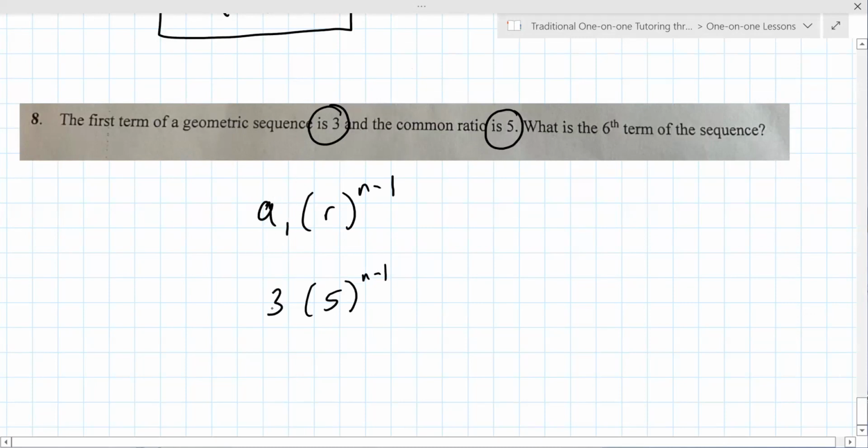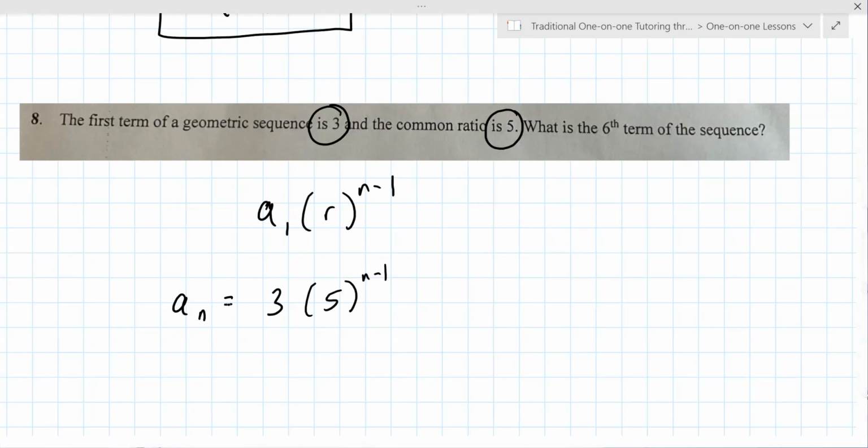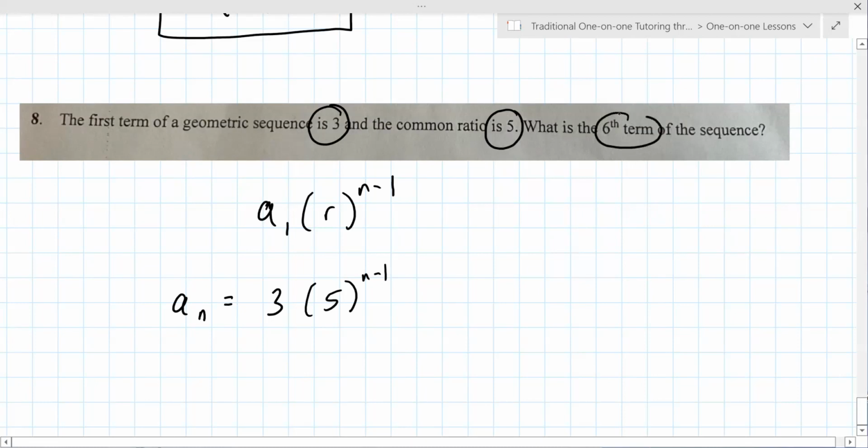Good. Now, we didn't do this in the other problem, but you're really supposed to write an A subscript n there. Not super important, but it would be complete with that in there. This time they want the sixth term. So if n equals 1, that's the first term. N equals 2 is the second term, and so on. So what is the value of n for the sixth term?